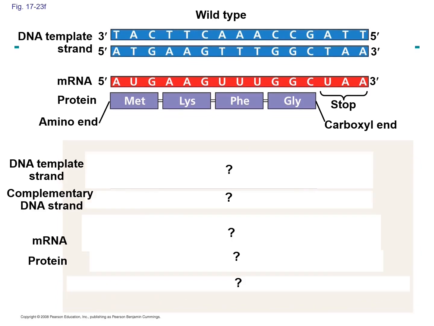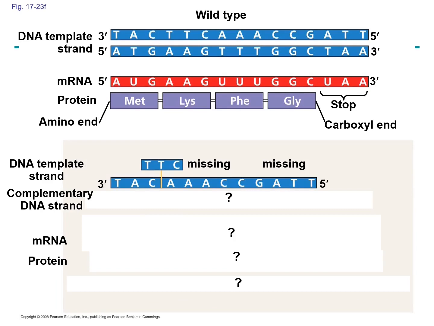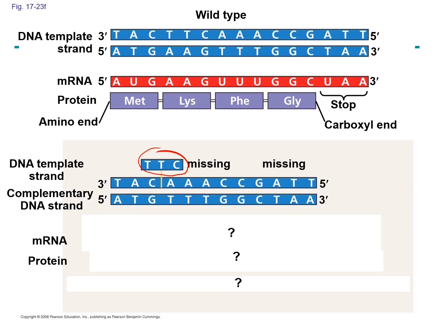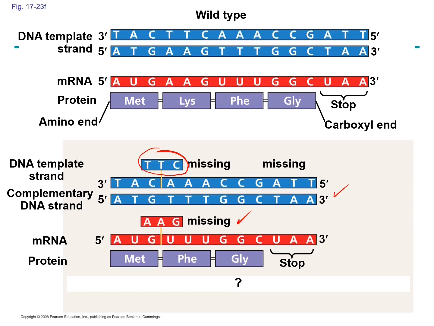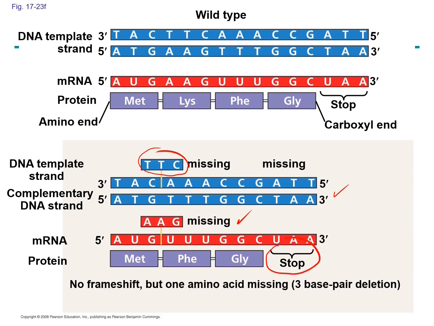Now let's do this exercise. So now you're missing an entire codon. Just stop the video again and try to answer the question. So this will be your complementary strand. This will be your messenger RNA. Here you will get a stop codon, and there will be no frame shift, but one amino acid is missing due to the 3 base pair deletion.